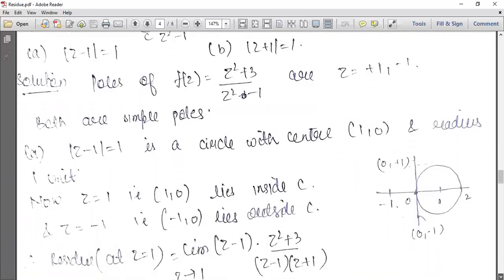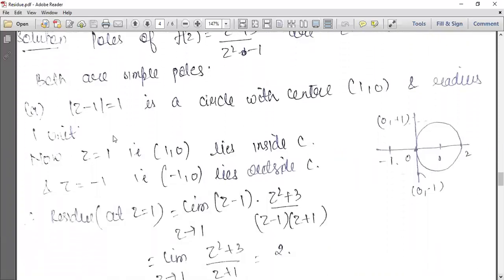So let's start with the first case, when my contour C is modulus z minus 1 equal to 1. So this one is a circle with center (1, 0) and radius 1 unit. My first pole z equal to 1, that is (1, 0), will lie inside C. This is the center only. Now the second point z equal to minus 1 is (minus 1, 0). This point will lie outside the circle, so it is of no use for us. We will calculate the residue at only this point, that is z equal to 1.